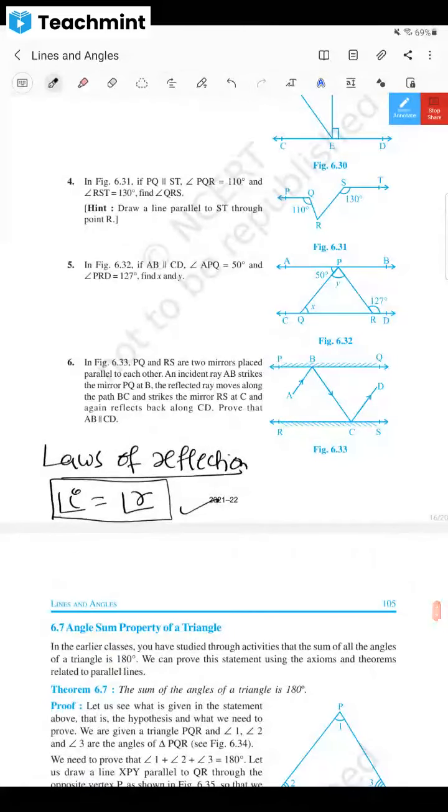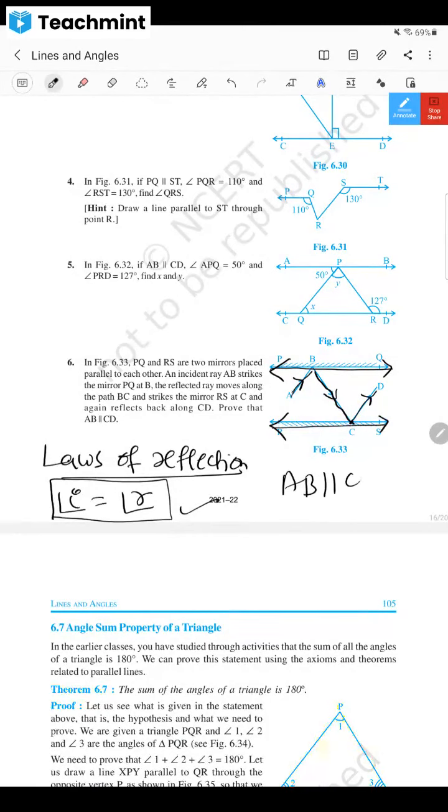Now, what you are supposed to prove here: this PQ is a mirror, and this RS is also a mirror. One ray of light is incident like this, it reflects, again it hits the mirror and goes back. Now they're asking us to prove AB is parallel to CD, right? This is what they're asking.